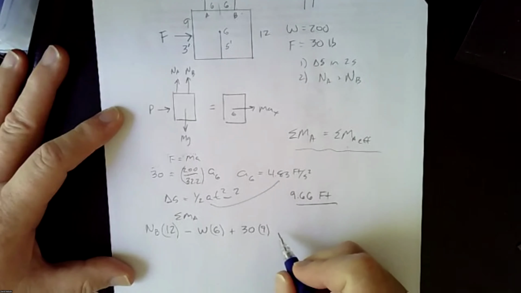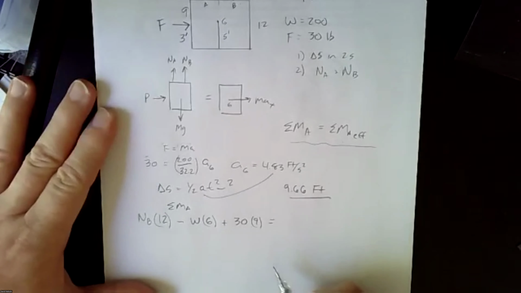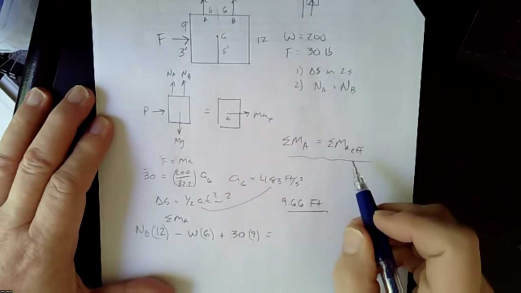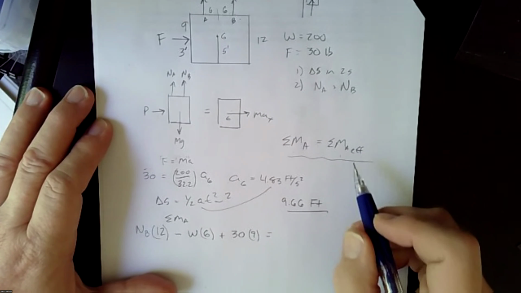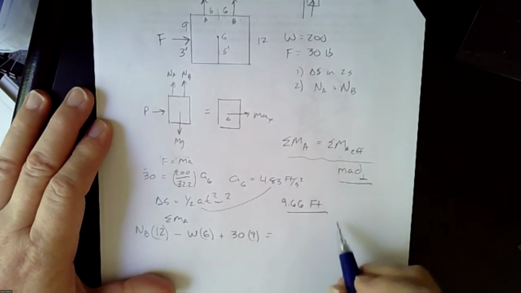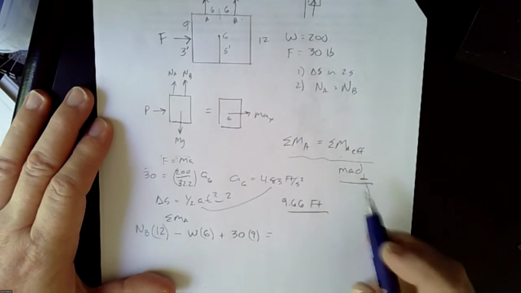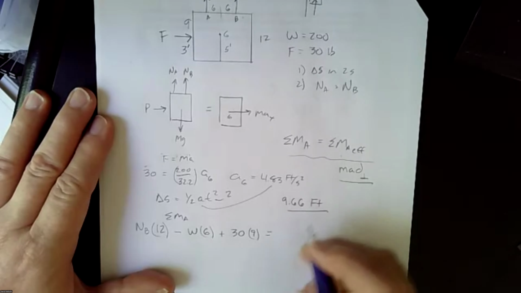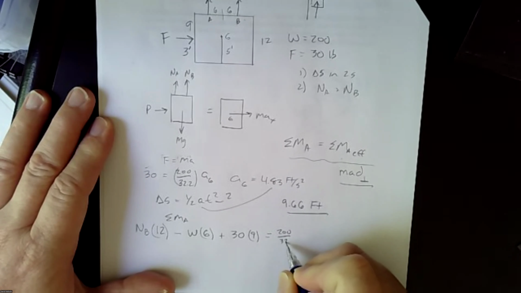And then on the other side, we look at what is the MA effective. So what is the moment created by the acceleration of G? So really, we write it as MA d perpendicular, right? That's what it's looking at. I'll roll this back in a second. So we have the mass again, 200 over 32.2 times 4.83 feet per second squared, right? Because that was the acceleration that we found.